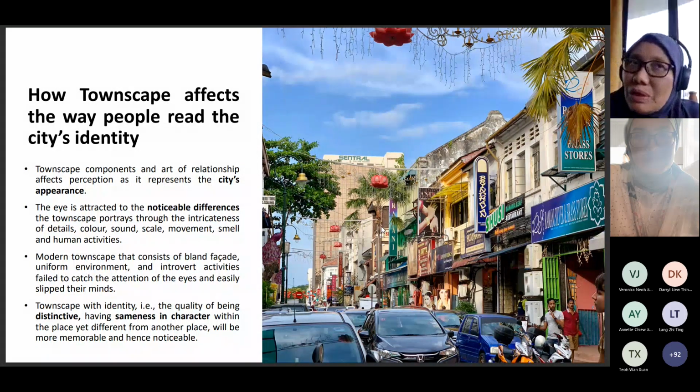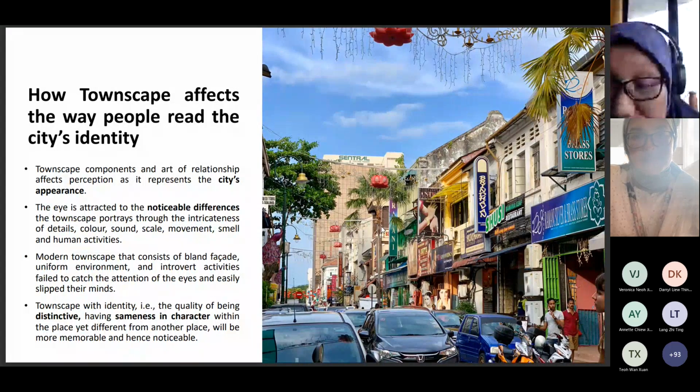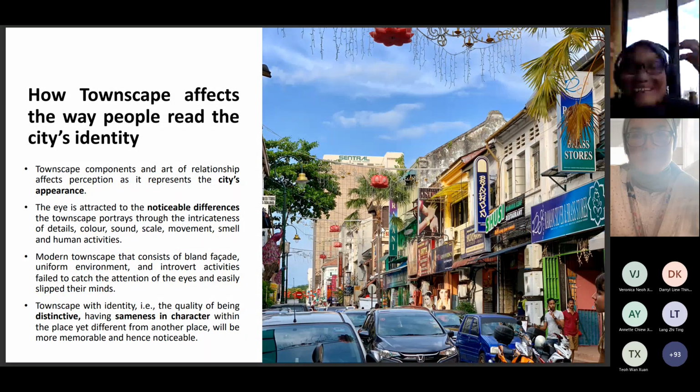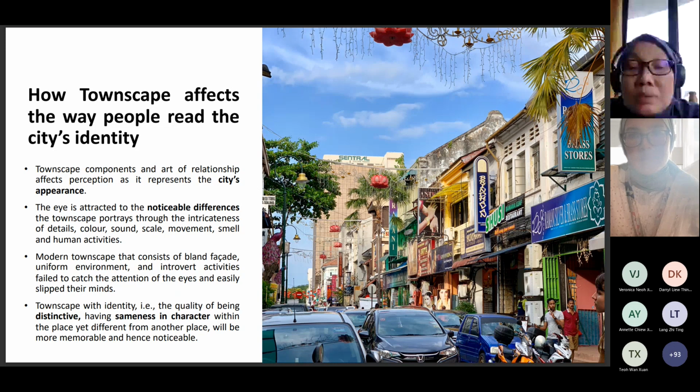So that's why sometimes when we go to certain places, after we've finished going through the place, we've already forgotten about it. Sometimes we haven't even finished going through, and you already forgot about it, because there's nothing that sticks in your mind about the way the townscape has been designed, because everything is so mundane, so bland, the same everywhere, because there are no noticeable differences in the way the townscape has been designed.